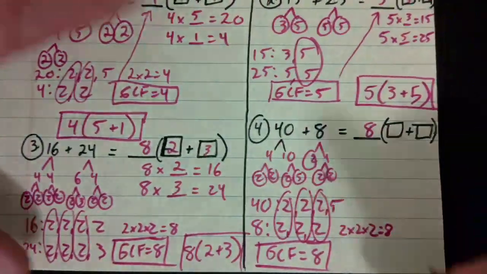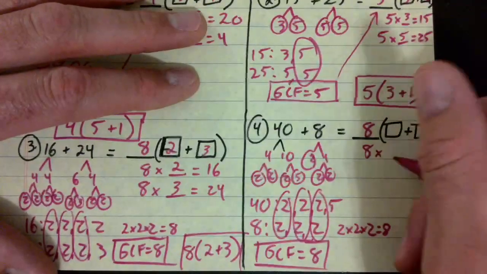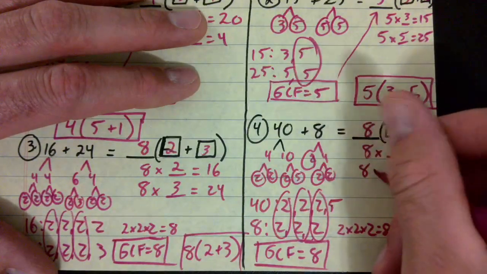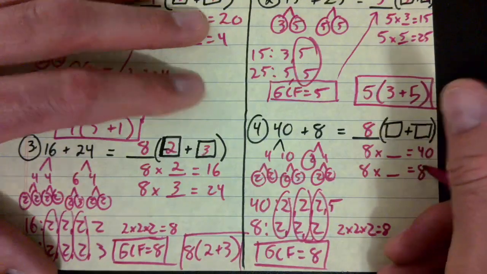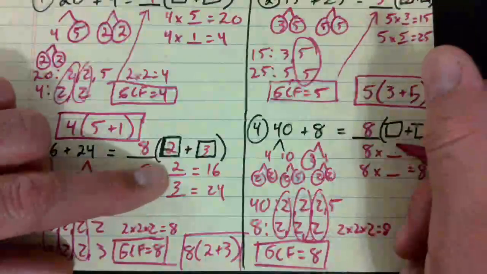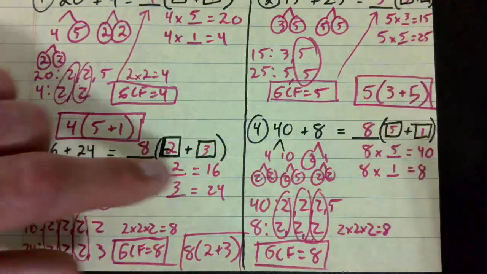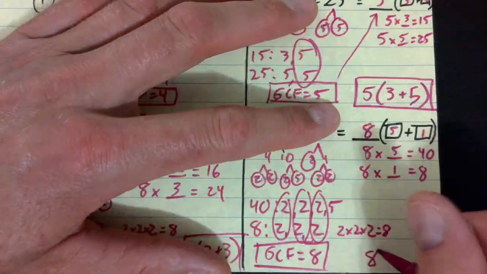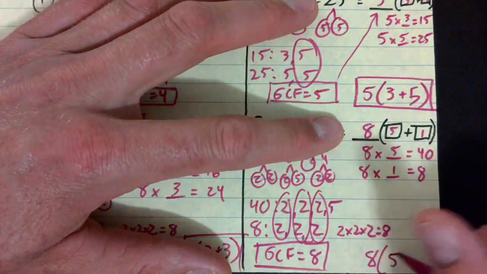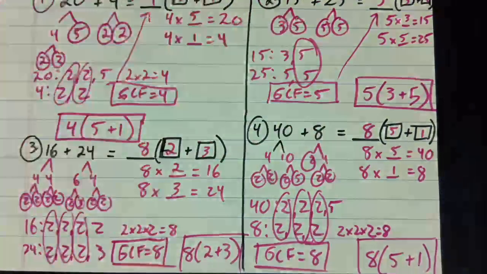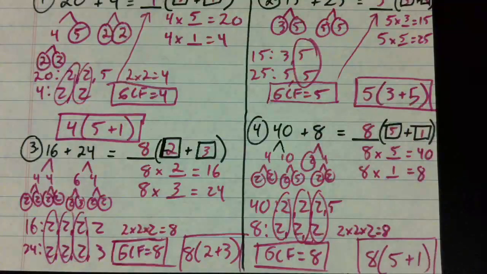So step 3 is just plug in your GCF and multiply. 8 is your GCF, and 8 times what will give you 40. And 8 times what will also give you 8. Well, 8 times 5 will give you 40, and 8 times 1 will give you 8. So your equivalent expression is 8 times the quantity 5 plus 1.